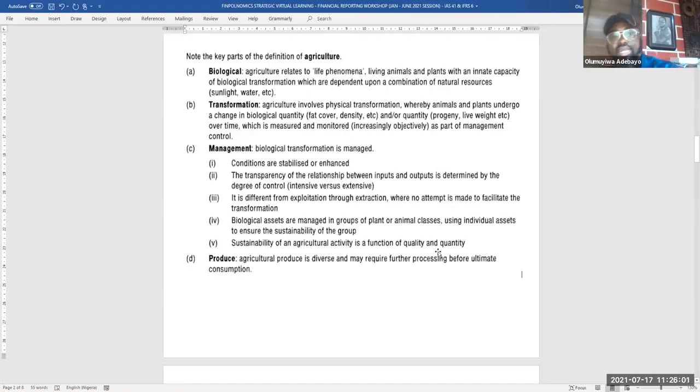Okay, now let's look at key other definitions of the standard: biological transformation, management, and produce. What does that mean? Okay, Akifolarin, can you help us look at what it means from the angle of the standard?